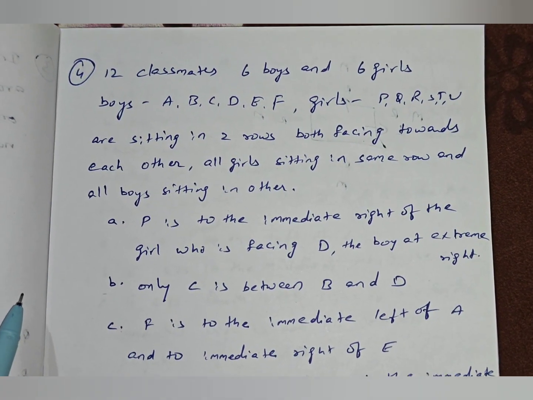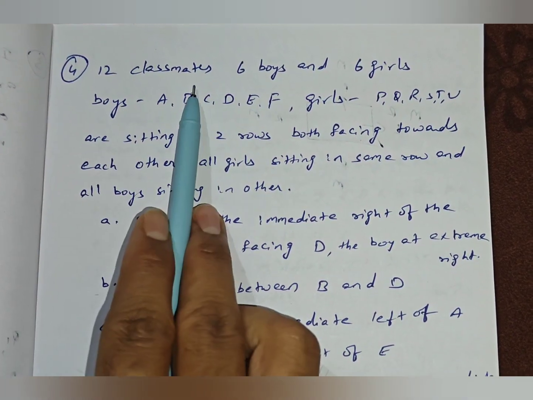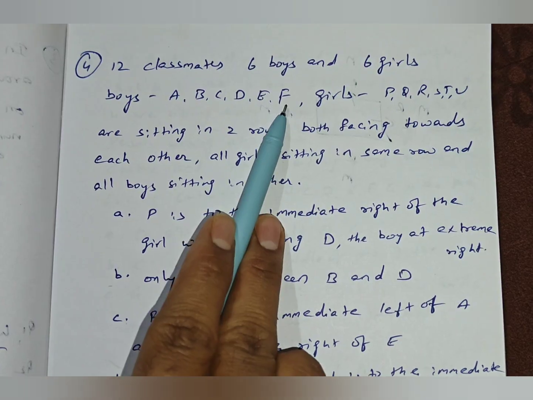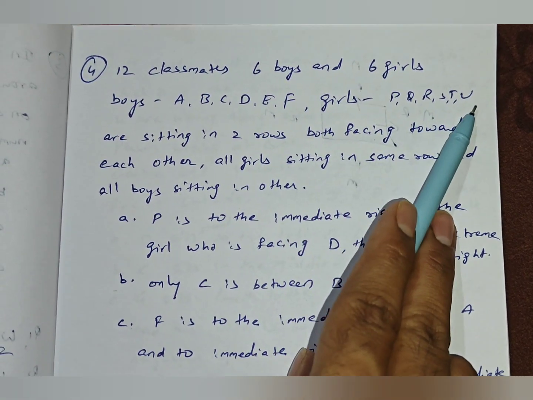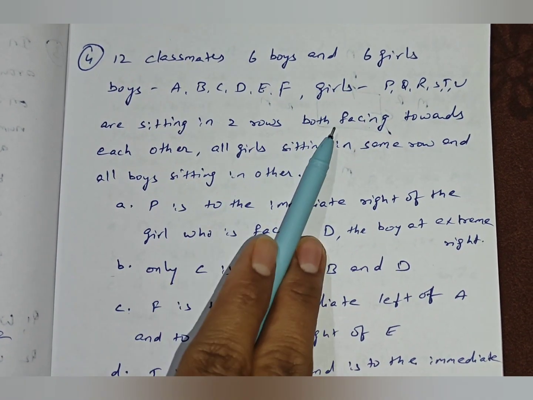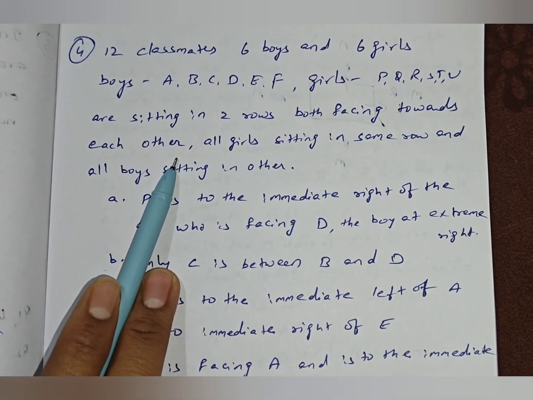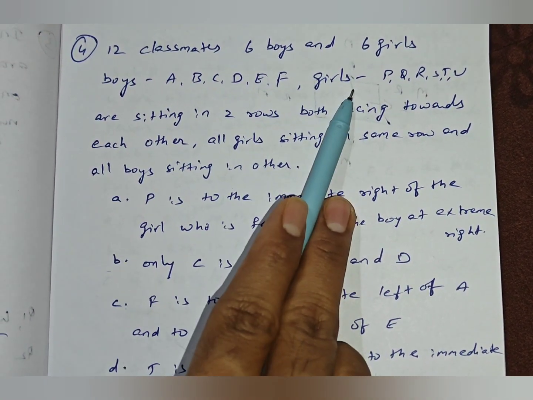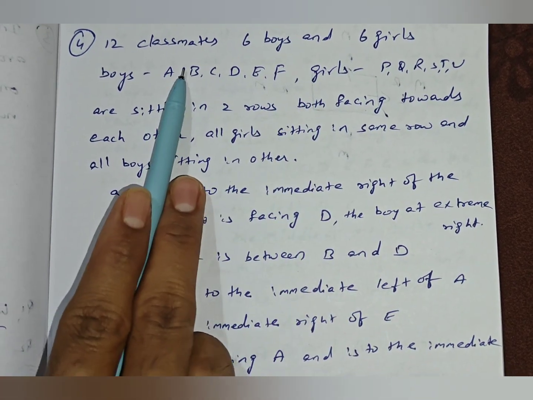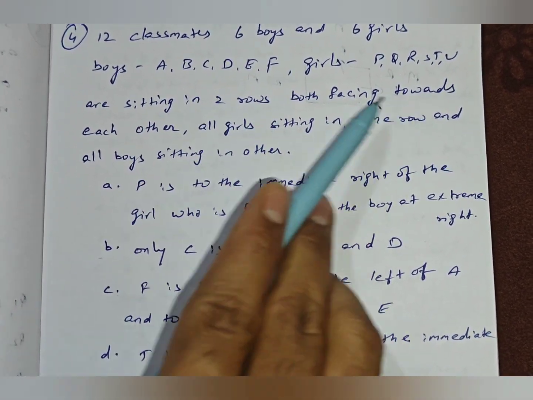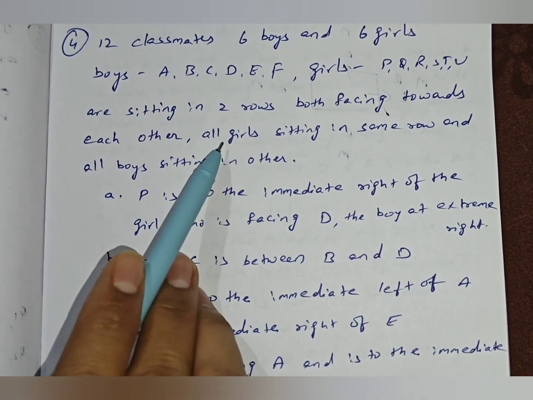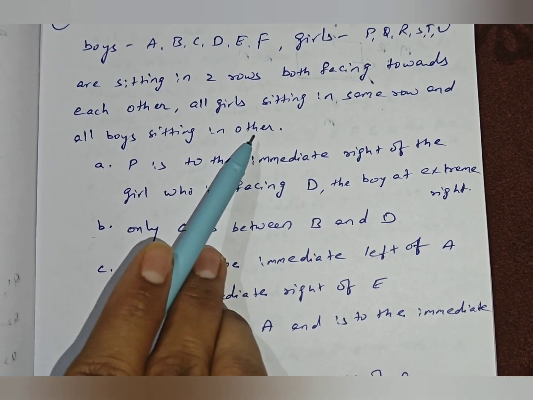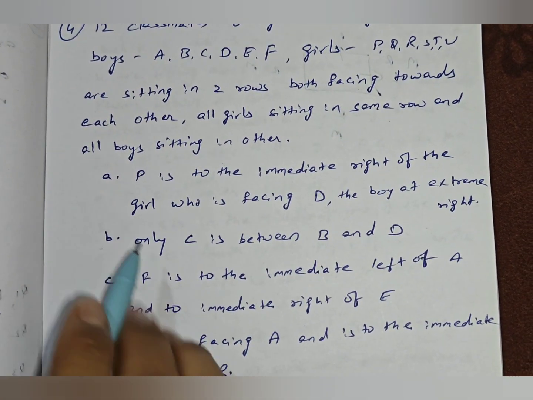Now let us try solving one more problem. 12 classmates, 6 boys and 6 girls. Boys are A, B, C, D, E, F, and girls are P, Q, R, S, T, U. They are sitting in two rows, both facing towards each other. Here, two rows, boys and girls, that means two genders, and all are facing towards each other. Now, all girls are sitting in the same row, and all boys are sitting in the other row.